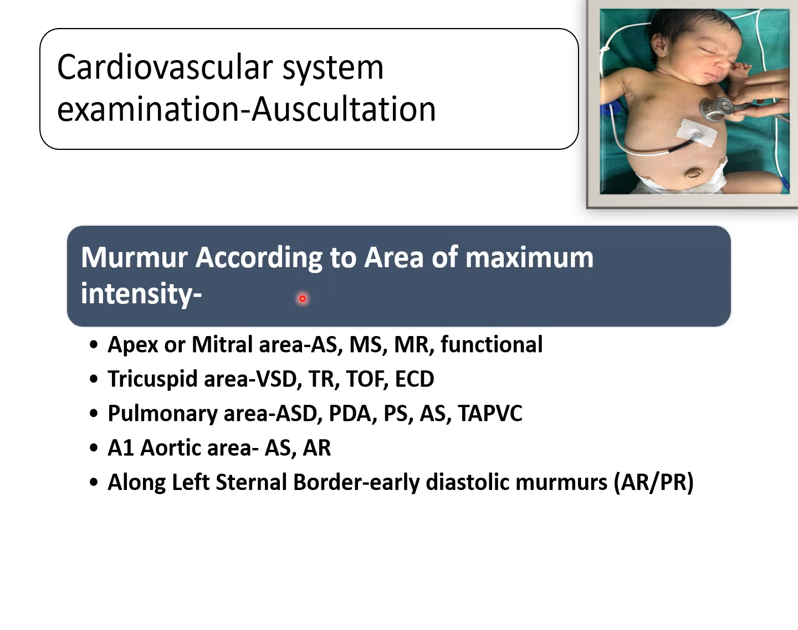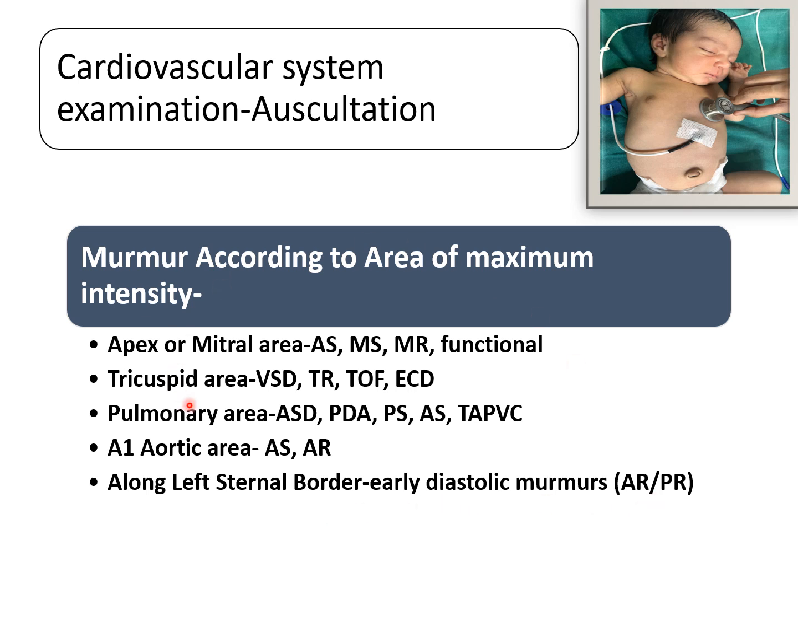Now the murmur according to the area of maximum intensity. If maximum intensity is at the apex and mitral area, then you should think about aortic stenosis, mitral stenosis or regurgitation, or it can be functional. If it is in the tricuspid area, then ventricular septal defect, TR, TOF or endocardial cushion defect. If it is in the pulmonary area, then think about ASD, PDA, PS, AS and TAPVC. If maximum intensity is in the aortic area, then AS and AR. Along the left sternal border, early diastolic murmur of AR or PR can be present.